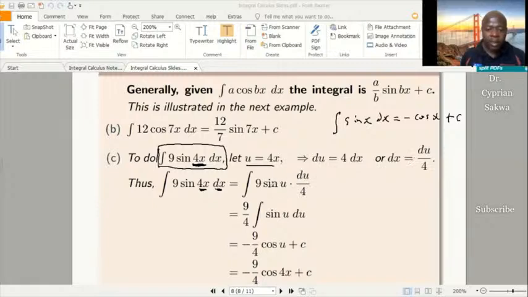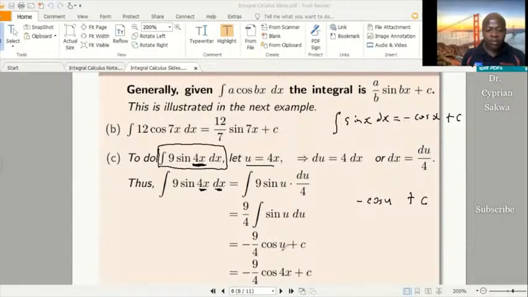And then as in the first example, take the constants outside the integral sign. Then the constant here is 9 out of 4. So 9 out of 4, the integral of sine u du. But what is the integral of sine of u? The integral of sine of u is negative cos of u plus a constant of integration. So doing that, we get negative 9 out of 4 cos of u plus c.